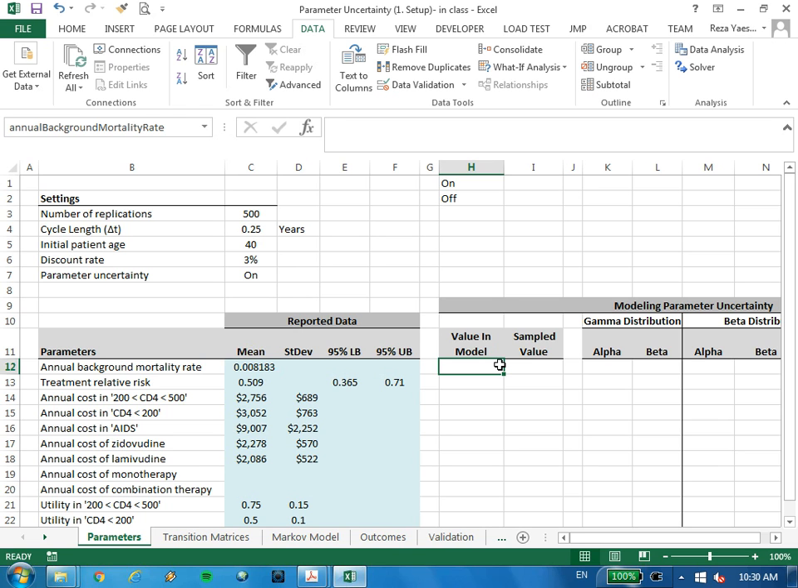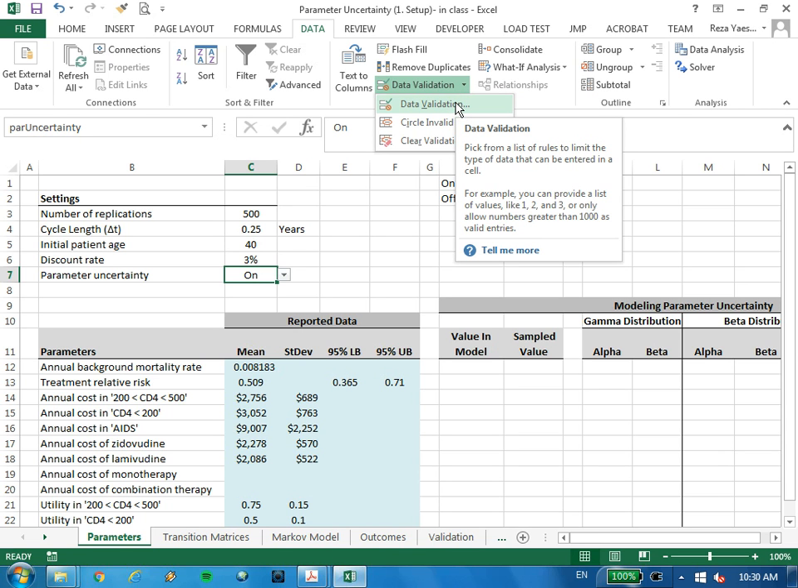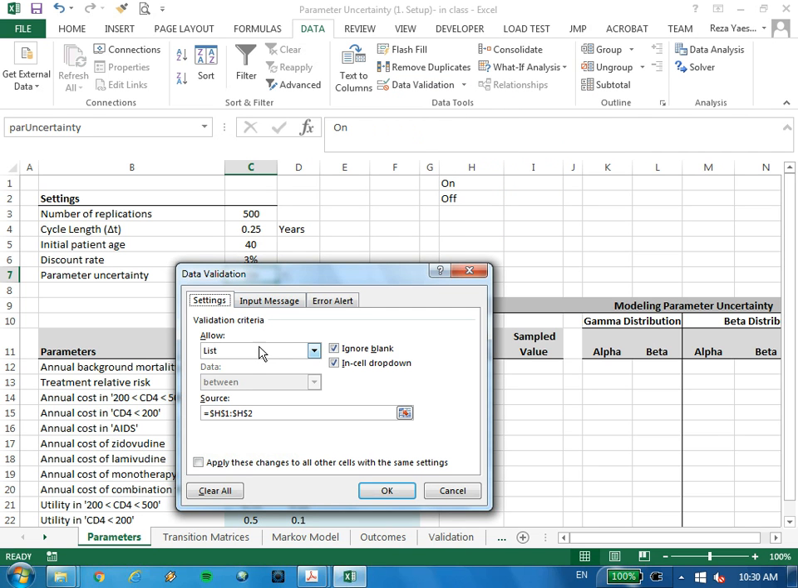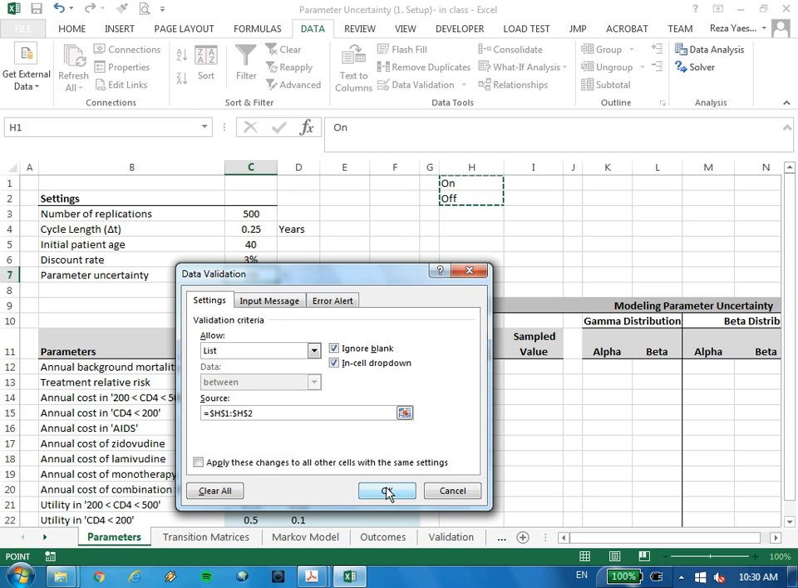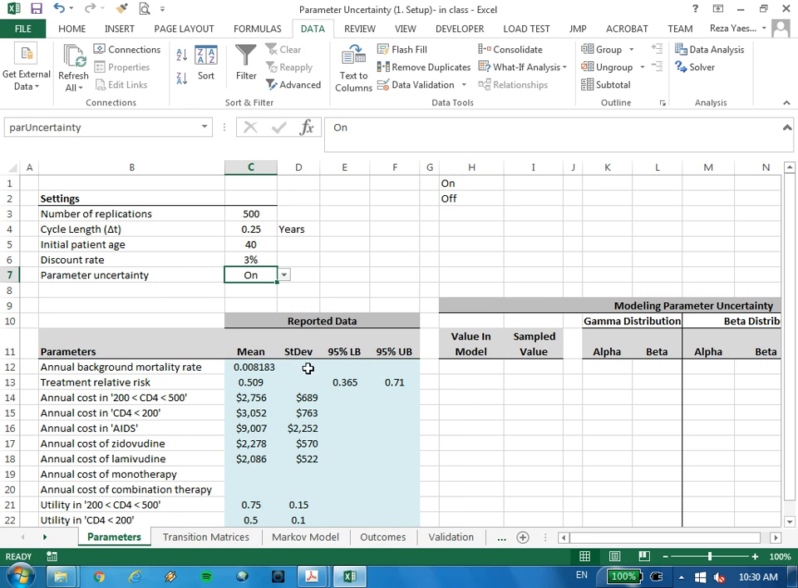Should I do it again? Yeah, okay. So put on and off here anywhere you like, and click on the cell C7, go under data and data validation. You can click on data validation, right? Then under criteria, select list, and the source is here. Right? Then click OK.